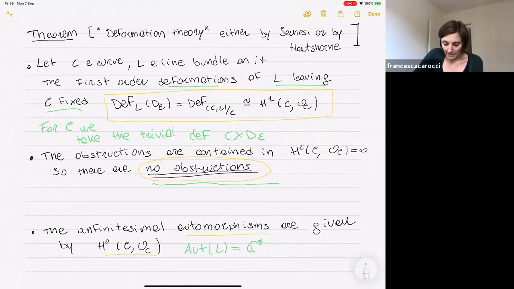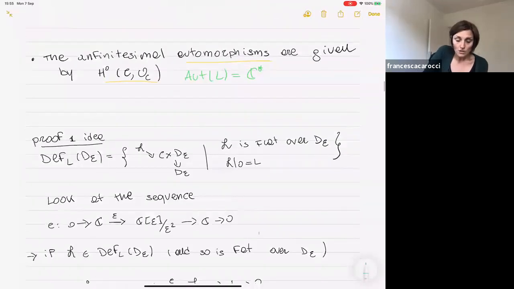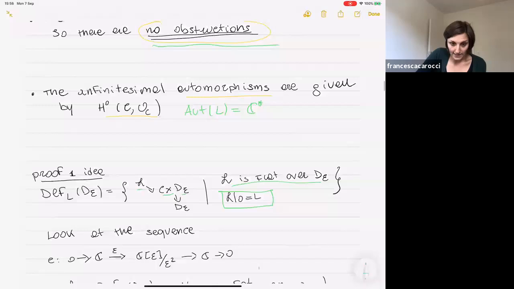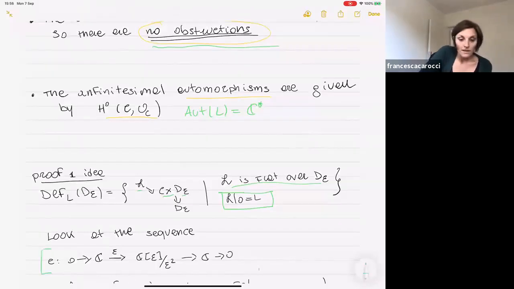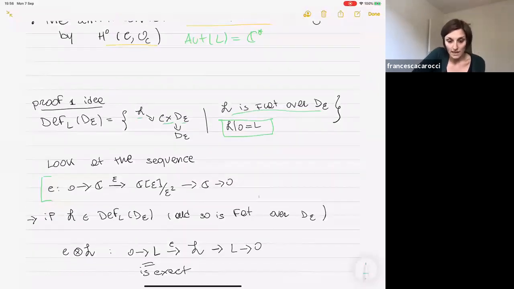Okay, and again, let me give a quick idea of how we see that. So we have the trivial deformation over epsilon and a line bundle over it, which in order to be a deformation has to be flat over epsilon, and it has to reduce to the line bundle L once we restrict to epsilon equals 0. Then let us look at this sequence, and let's consider this sequence tensored by L. Since L is flat over epsilon, tensoring will keep exactness on the left.